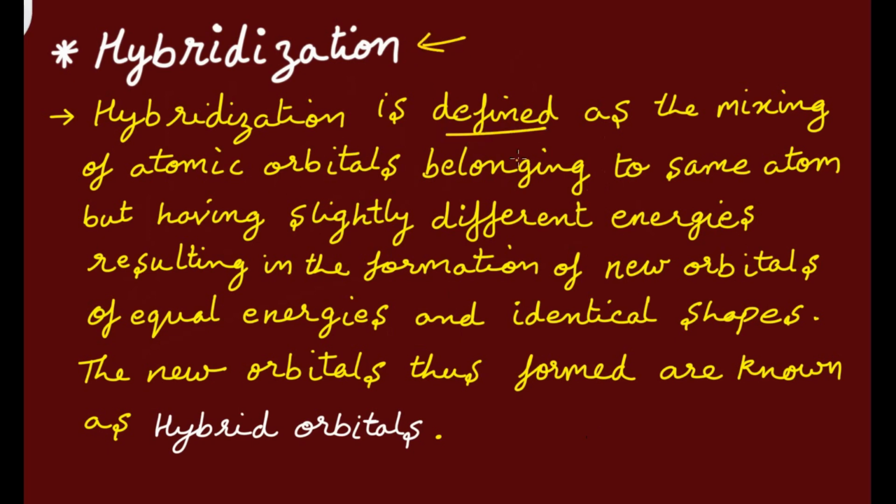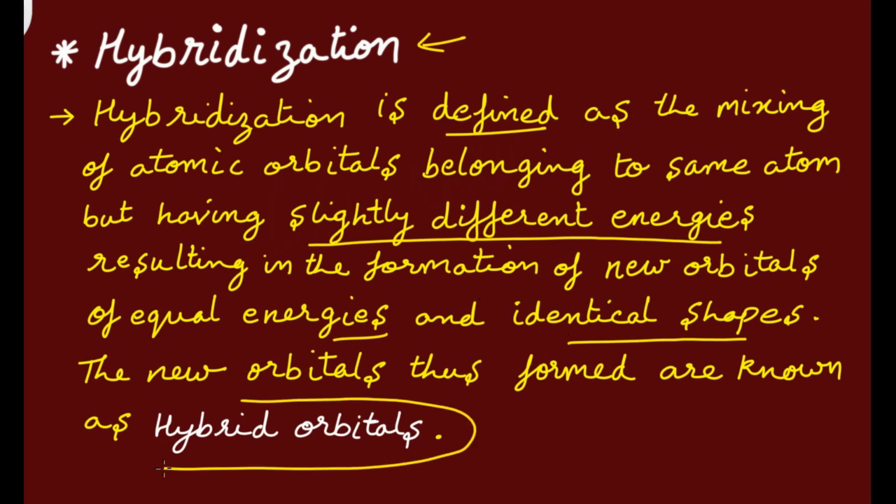Hybridization is defined as the mixing of atomic orbitals belonging to the same atom but having slightly different energies, resulting in the formation of new orbitals of equal energies and identical shape. The new orbitals thus formed are known as hybrid orbitals. This is the definition. You can learn it. Now there are a few terms that you should know about.